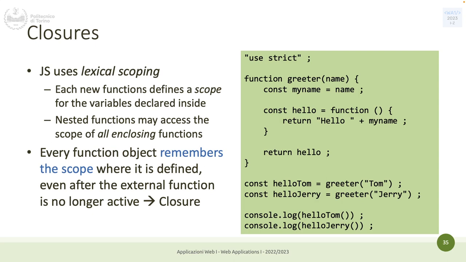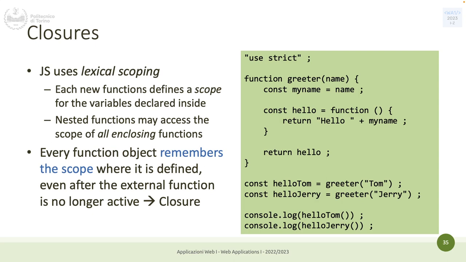And in JavaScript, it works because the scoping in JavaScript is called lexical scoping. So each new function defines a scope for the variables declared inside the function. So a nested function, as I said before, can access the variables of the function that contains it. And this can also be done in multiple ways. So you can have an outer function that contains an inner function that contains another inner function. And the last inner function still accesses all the variables of the enclosing function, okay?